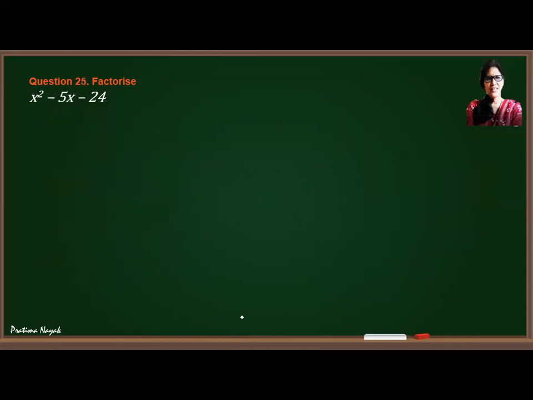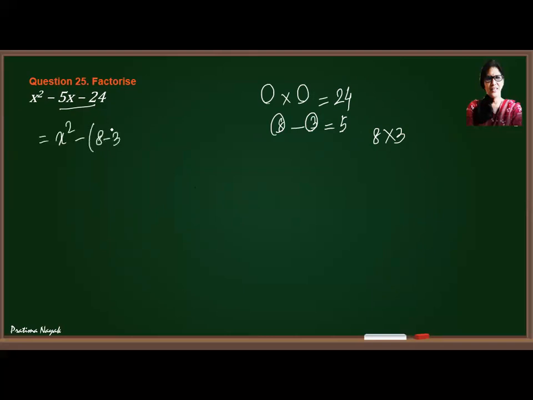Okay. Next, x square minus 5x minus 24. If we multiply two numbers they give you 24, and when they are subtracted they give you 5. So it is very simple. It is 8 into 3, 24. 8 minus 3 is your 5. So I'll write x square minus 8 minus 3x minus 24. So x square minus 8x, but 3 will be plus 3x minus 24.